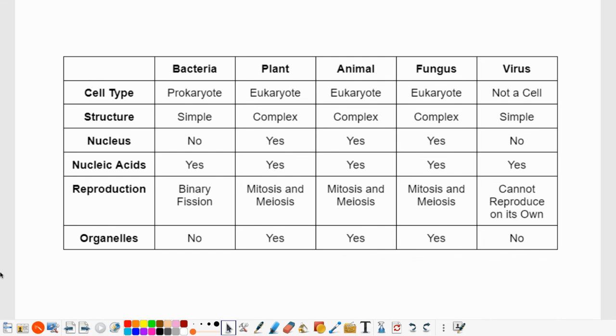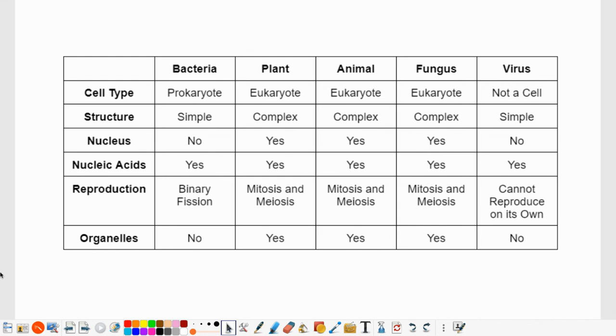As we saw in the previous slide, plants, animal, and fungal cells are all very similar, with just a few minor differences between them. They're all pretty complex things. As far as the nucleus is concerned, remember prokaryotes don't have a nucleus, and viruses don't either. Because plant, animal, and fungal cells are all eukaryotic, they all have nuclei. One thing they all have in common, they all have nucleic acids. So they all have DNA or RNA. They all have genetic material of some type.